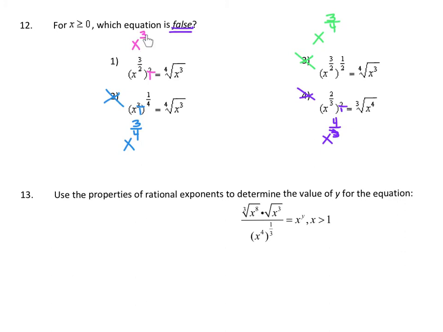Now, when you have just a whole number right here, you're not going to write it in radical form. Because technically, isn't 3 the same thing as 3 over 1? There's no such thing as the 1th root of x to the 3rd power, okay? And anyway, even if there was, which there's not, this is the 4th root of x to the 3rd power. So the left-hand side of the equation is not equal to the right-hand side of the equation, so choice 1 is our answer.